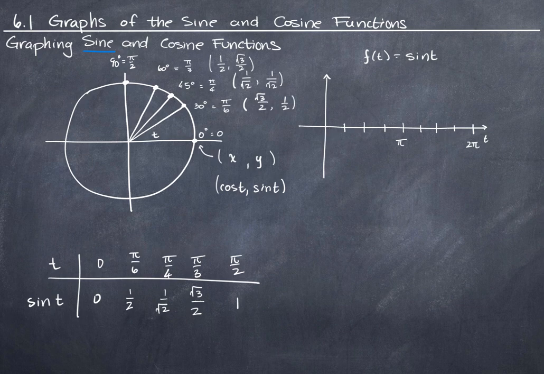So let's go ahead and plot some of these points. The point 0, 0 is quite easy to plot. I think I'll use a different color, let this stand out just a little bit. Let's use blue. I'm kind of in a blue mood. So there's the point 0, 0.